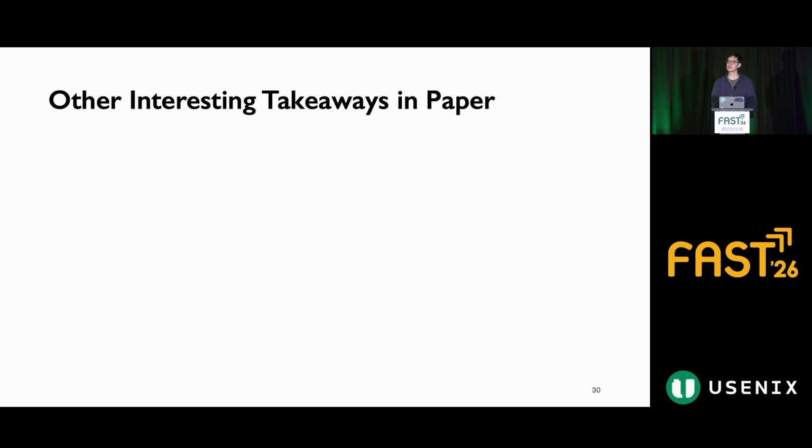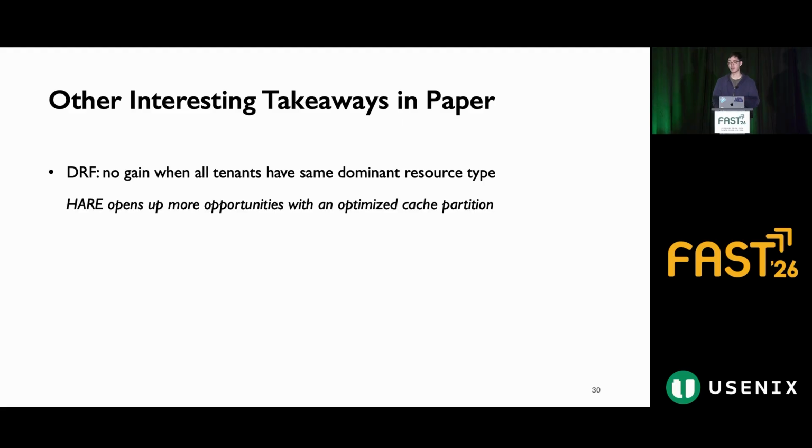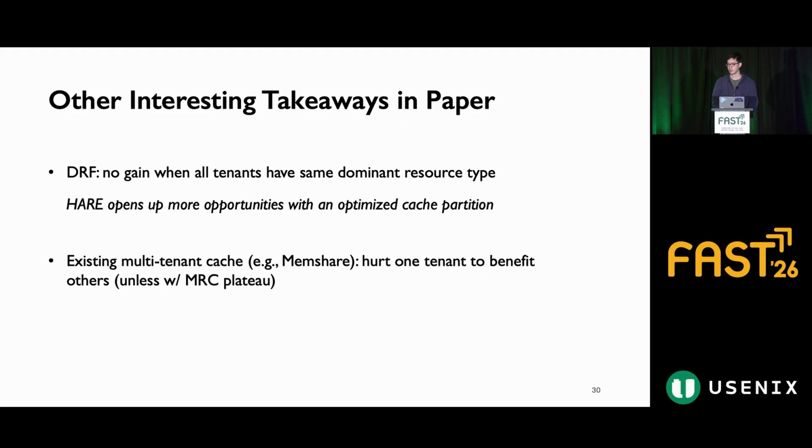We have some other very interesting takeaways in the paper. For example, we find that when every tenant has the same dominant resource, DRF doesn't really achieve much gain, but HARE can open up more opportunity by optimizing the cache allocation. Similarly, there are many other multi-tenant cache allocation frameworks which only manage cache, ignoring other resources. We find that usually you have to hurt one tenant to benefit others. In contrast, HARE, by taking a holistic view of all resources together, is able to guarantee there's no degradation for every tenant.